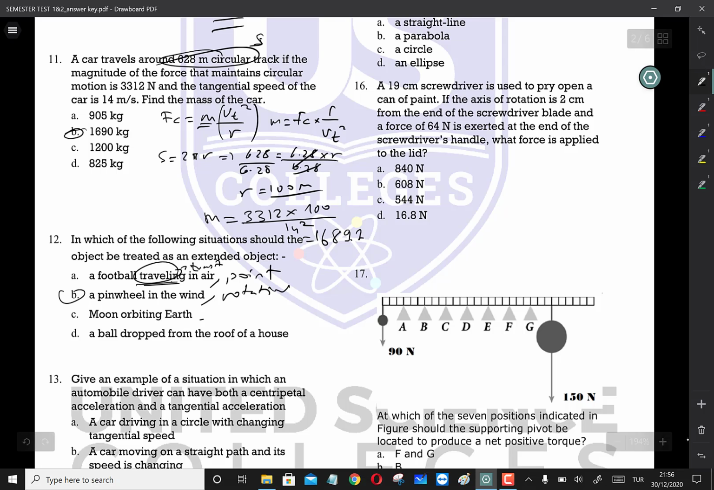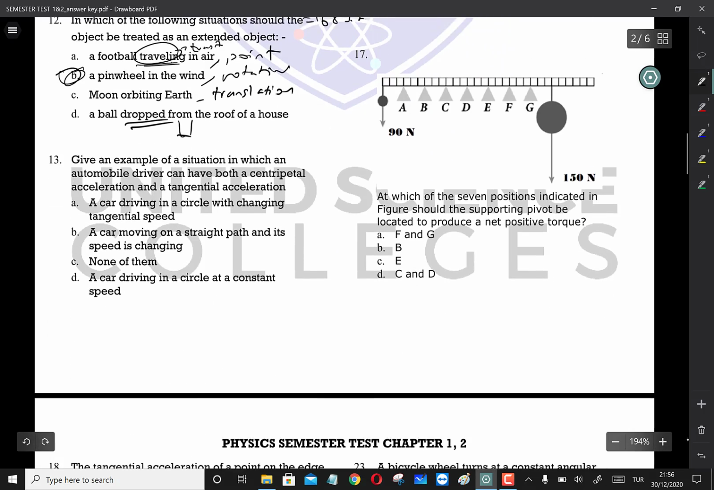Moon orbiting the Earth, translational motion again. Circular motion is a translational motion, remember. Able dropped. Dropped is also referring to translational motion. B is the correct answer for extended object.